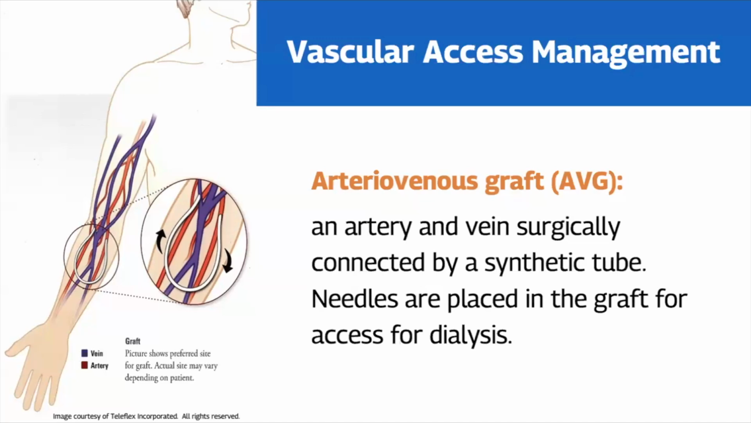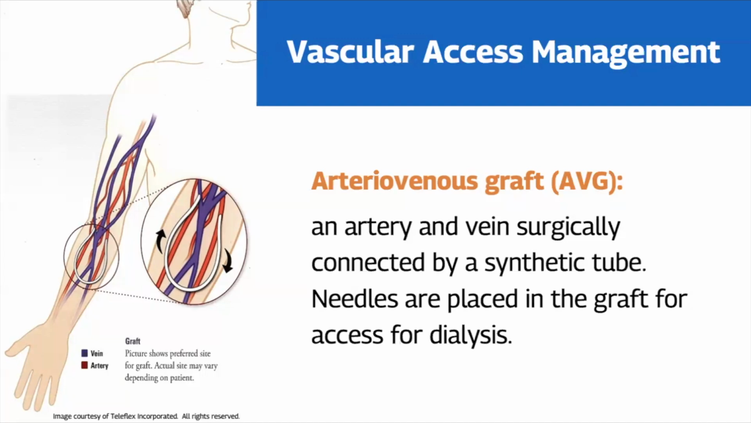An arterial venous graft is an artery and vein that are surgically connected by a synthetic tube. You can see the white tube is there. One is connected to an artery on the right side and then to a vein on the left. Needles are placed in that graft for access to dialysis. Now that tube is tunneled under the skin, so you don't see it except for the impression under the skin. It takes 2 to 3 weeks for the swelling to go down and for the access to be ready for hemodialysis.